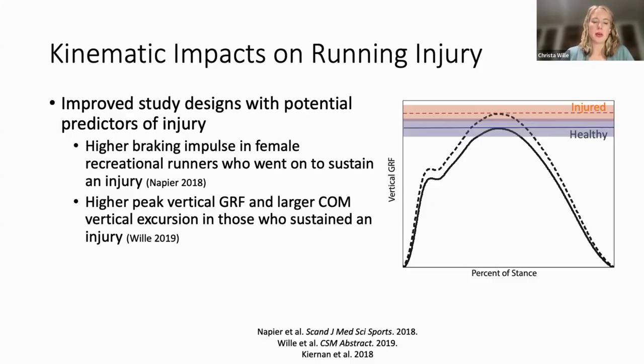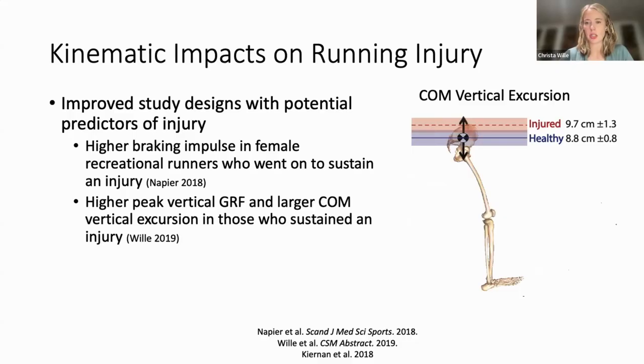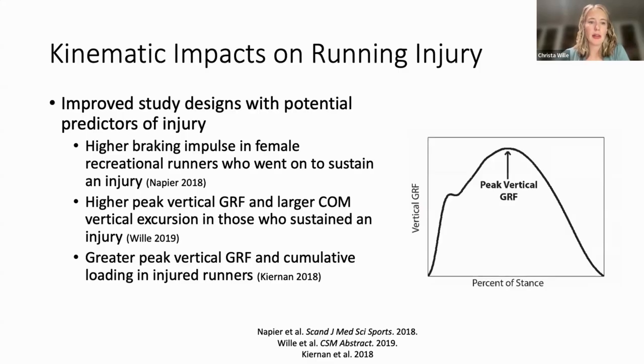One prospective study that we did at the University of Wisconsin with our collegiate runners, we found that the runners who did go on to sustain an injury demonstrated at a healthy baseline a higher vertical ground reaction force and a larger center of mass vertical excursion. So again, indicative of the influence of those key spatial temporal measures. And then finally, there's also been some work that's looked at greater peak vertical ground reaction forces, but what might be even more important is the cumulative loading in injured runners.